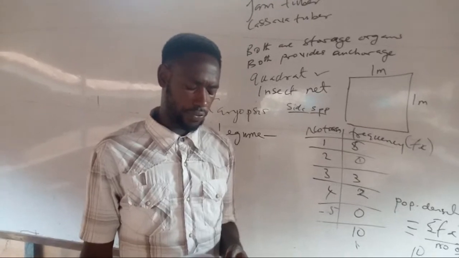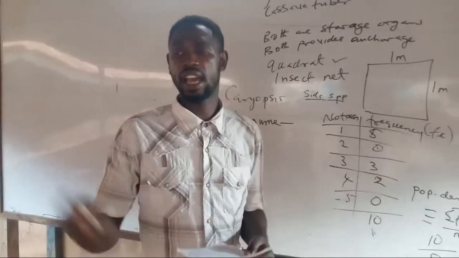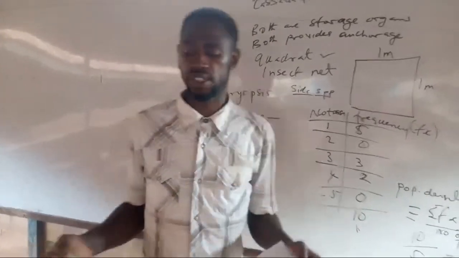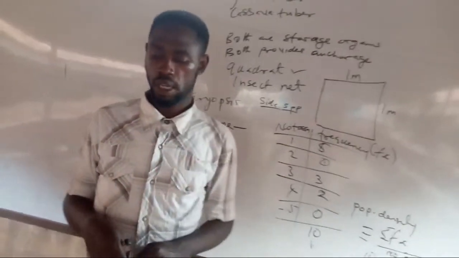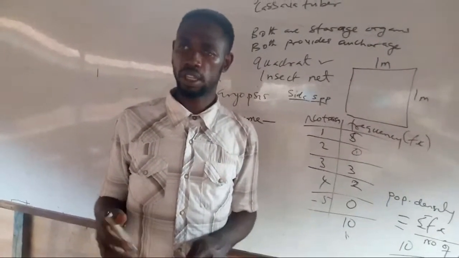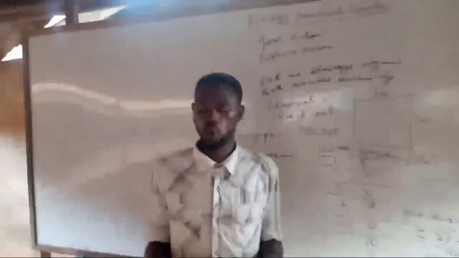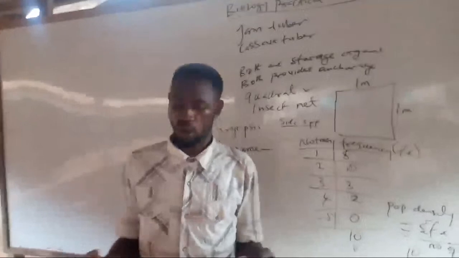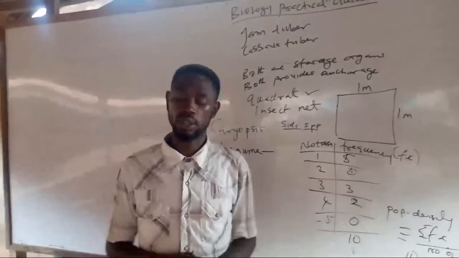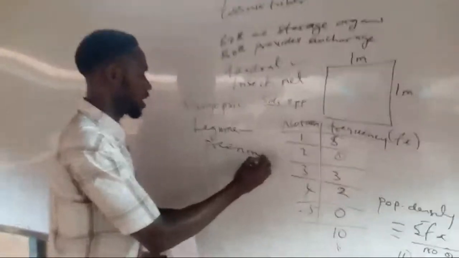Then the filoplume feather is hair-like in shape. It's a hair-like something. It is usually scarce in the bird, and it may help to hold down the down feather and contour feather intact during preening. So birds preen from time to time, trying to clean their body.